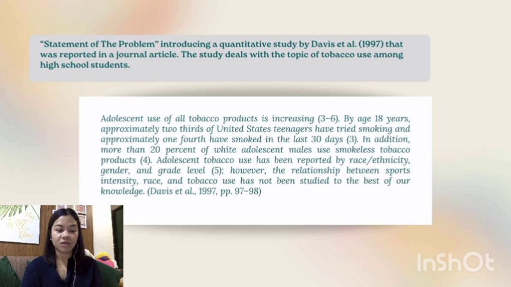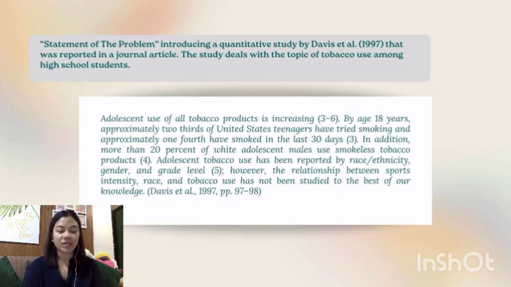Okay, so to continue, as we already know, we have two ways of gathering data or survey: the qualitative and the quantitative. So in here, we have statements of the problems introducing a quantitative study by Davis in 1997. That was reported in a journal article. The study deals with the topic of tobacco use among high school students.